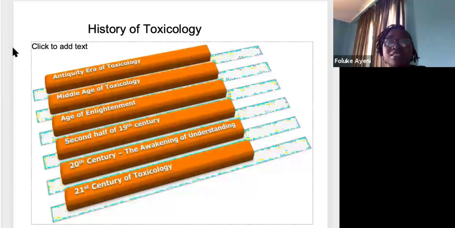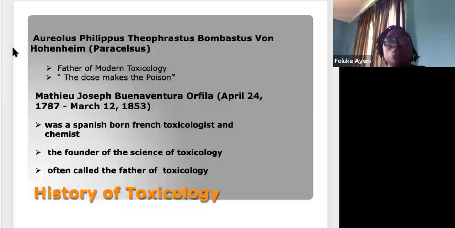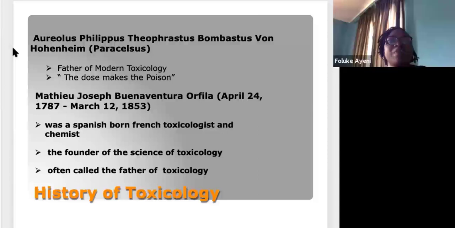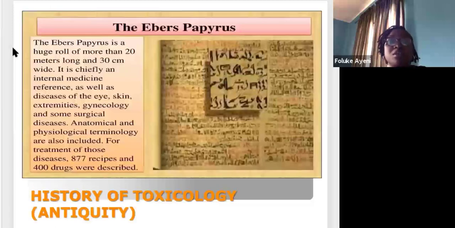So these are the different ages that toxicology passed through. And to mention that, we always say there's a father of modern toxicology. The man Paracelsus is the father of medicine. He's also the father of modern toxicology. He did a lot in toxicology. He discovered some materials and some plant effects which he documented in early writings, particularly in one that was referred to as the Ebers Papyrus. That was more or less the pharmacopoeia of those days.